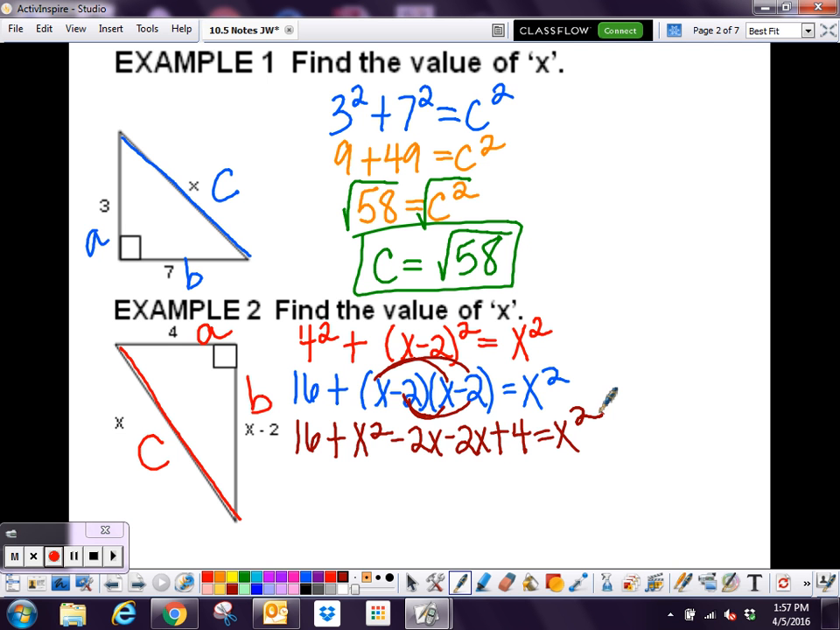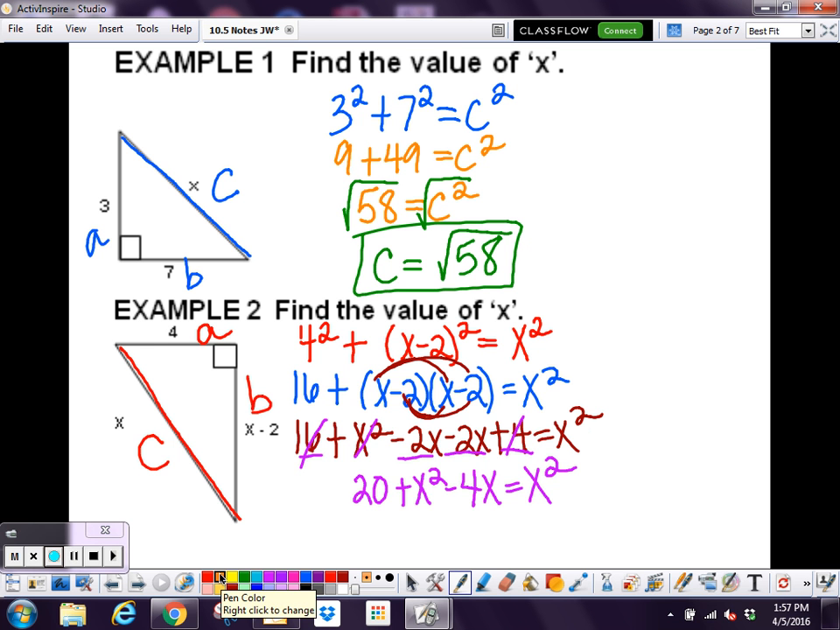All right, now we need to keep simplifying this. So I have 16 and I have a positive 4, so that's 20. I have x squared, so plus x squared. And then I have a negative 2x minus 2x, which is minus 4x, is equal to x squared.